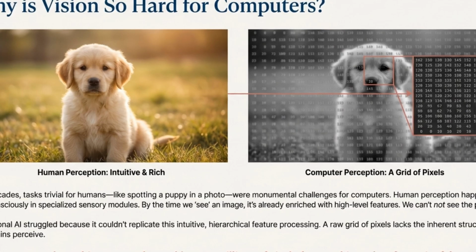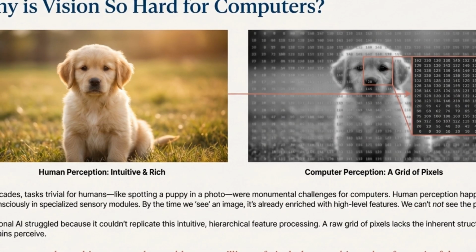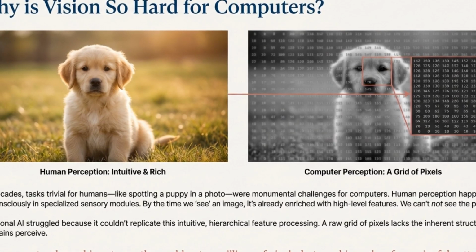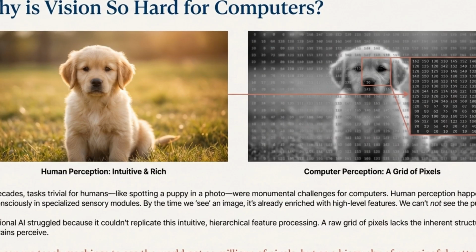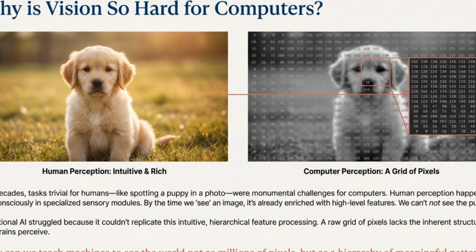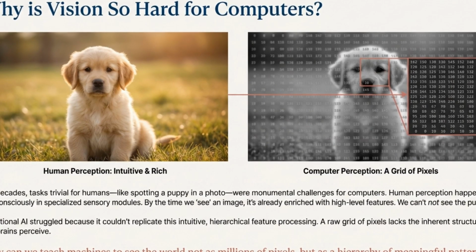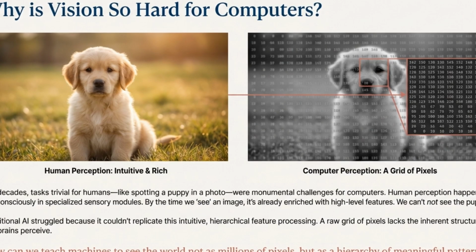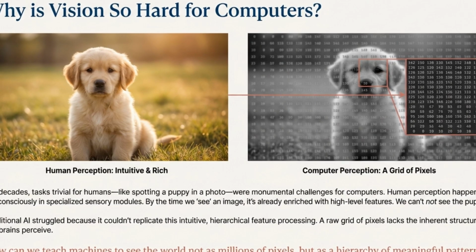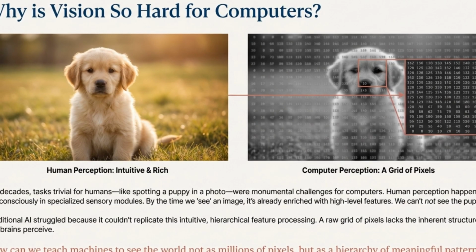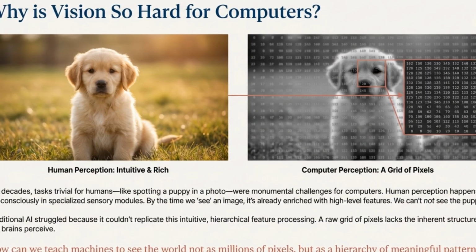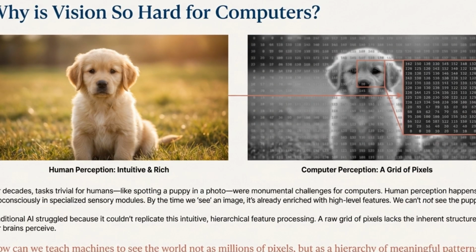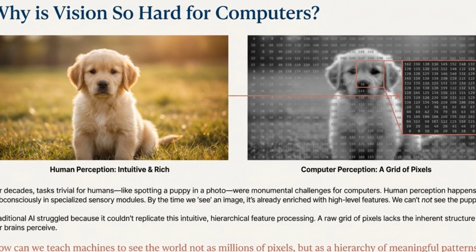To appreciate the solution that CNNs offer, we must first understand the challenge. Why is vision so incredibly hard for computers? For us, seeing a golden retriever puppy, as shown on the left, is trivial and immediate. It happens subconsciously. Our human perception is intuitive and rich. We don't see raw sensory input. We see high-level features like fur texture, ears, and puppy face.